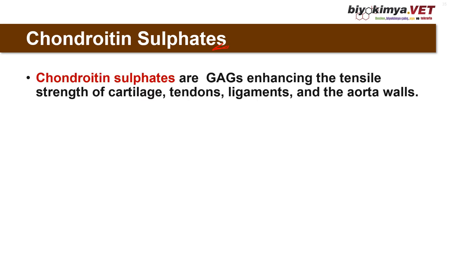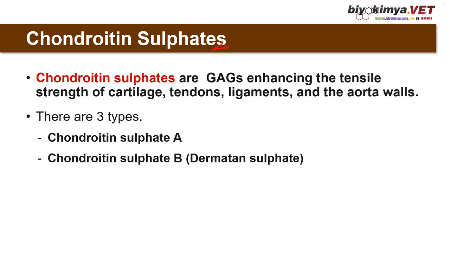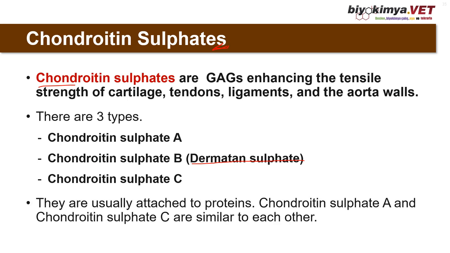And the chondroitin sulfates are glycosaminoglycans, enhancing the tensile strength of cartilage, tendons, ligaments, and the aorta walls. And there are three types of chondroitin sulfates: chondroitin sulfate A, B (now called dermatan sulfate), and chondroitin sulfate C. The name is derived from the Greek word chondros, meaning cartilage.